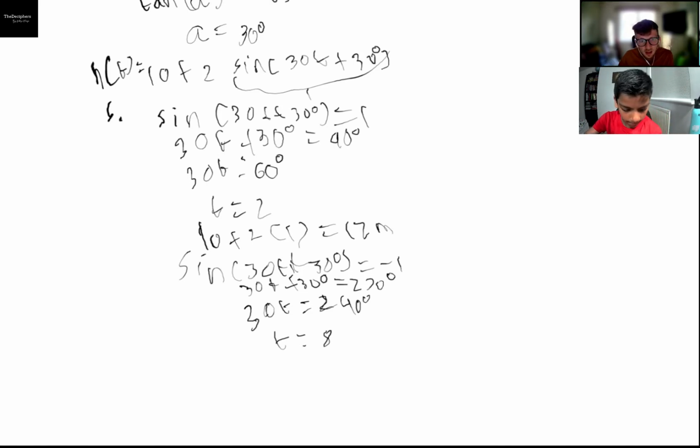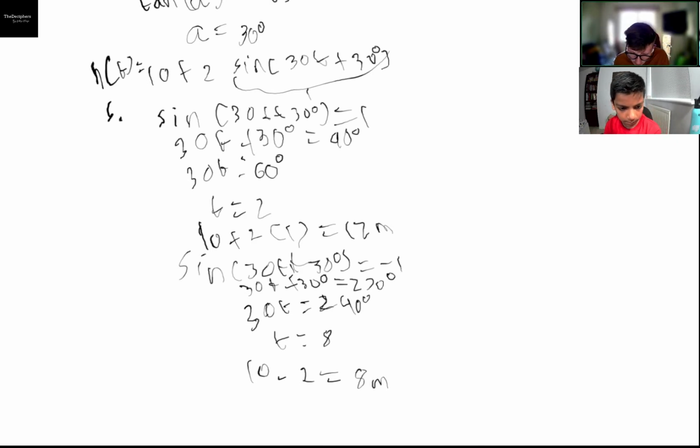These are hours. And how low is the low tide? That is just 10 minus 2, which is 8 meters.